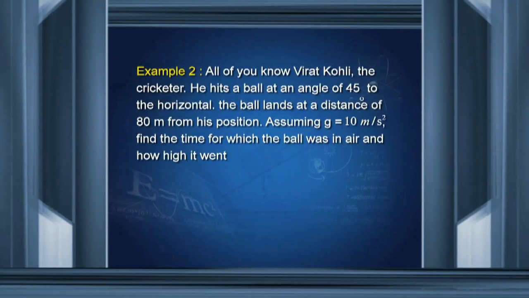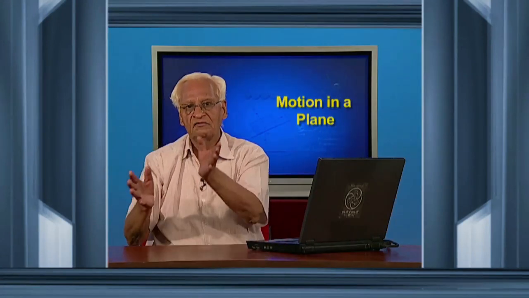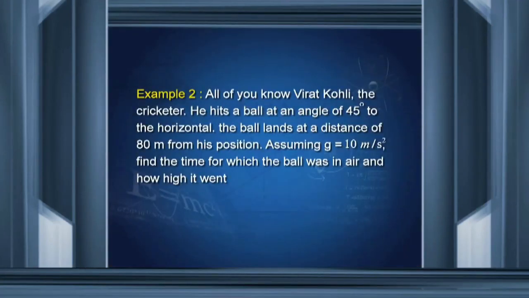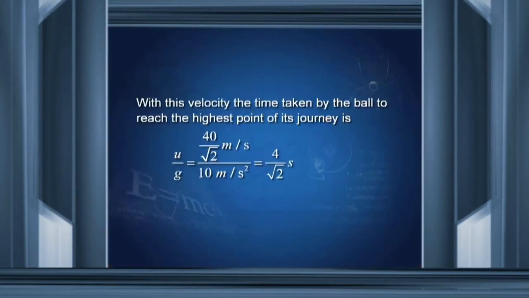Assuming g equal to 10 meters per second square, find the time for which the ball was in air and how high it went. You see, that is also important for the fielder, because the fielder must know where the ball is likely to fall, so that if he is there, he can catch the ball. So, let us plug in the numbers again, and we know that the range is equal to v squared sin 2 theta by g, and everything is given, angle is given, g is given. So, we can find v, and it turns out that v is 40 by root 2 meters per second. That is the velocity with which the ball is launched.